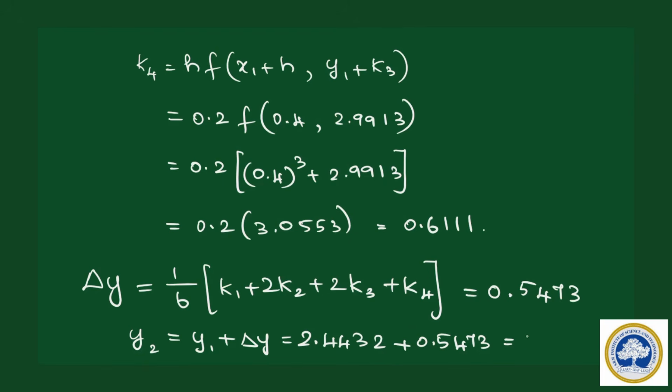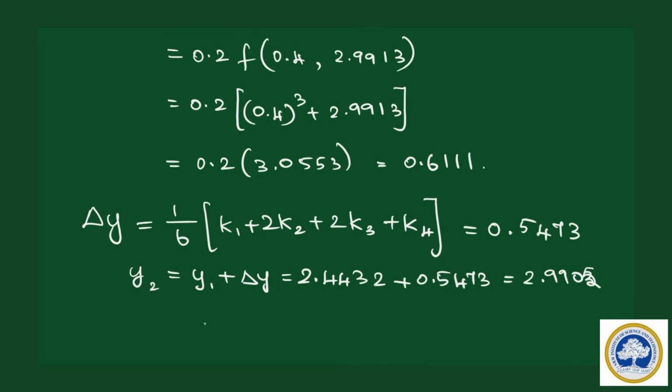The answer is 2.9905. Hence y of 0.4 is 2.9905 and this is the answer. So finally we have calculated y of 0.2 as well as y of 0.4 by fixing h is equal to 0.2.